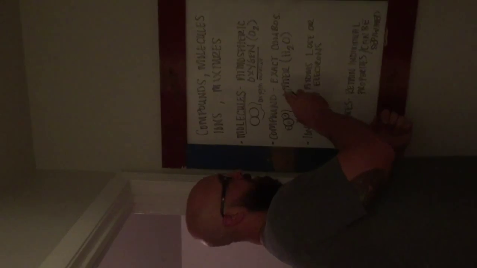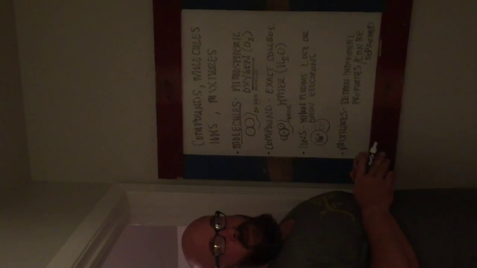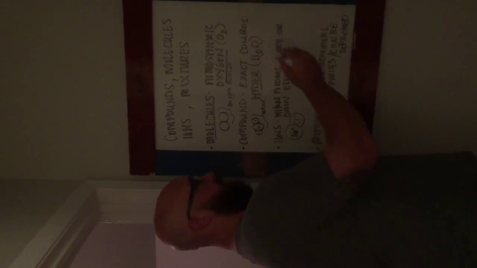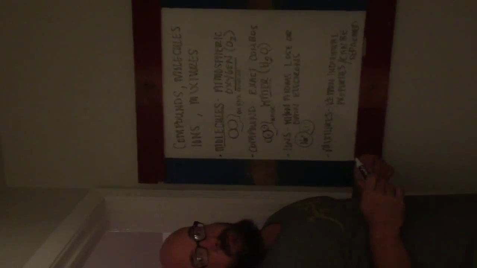A compound is when you have exact combinations of different kinds of atoms. For example, water. Water is always two hydrogen combined with one oxygen. Okay?